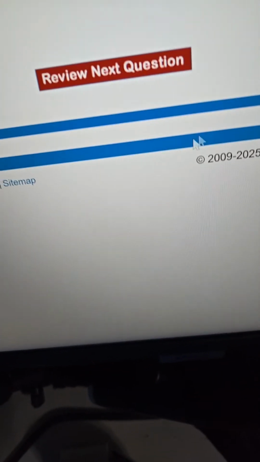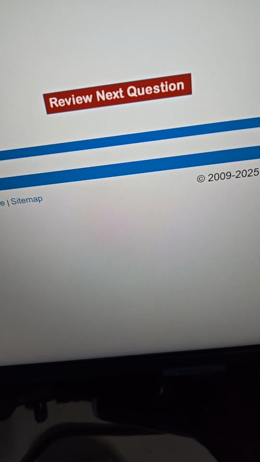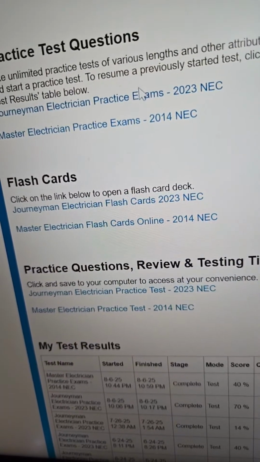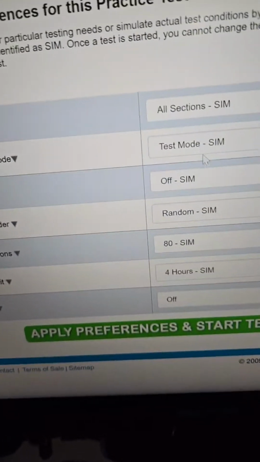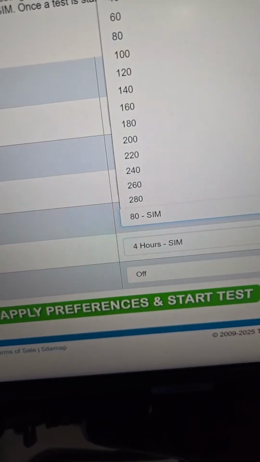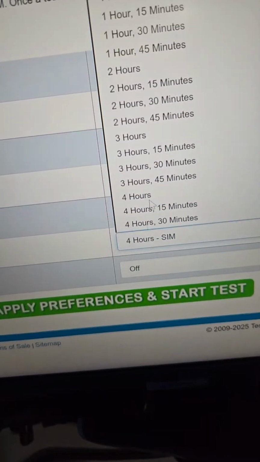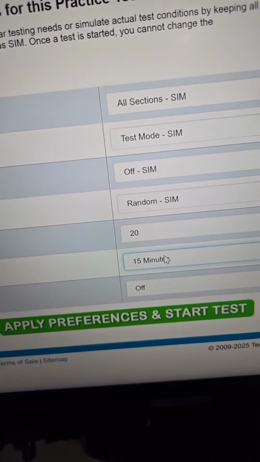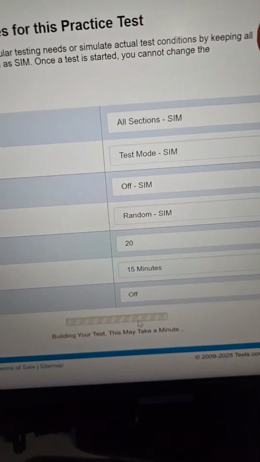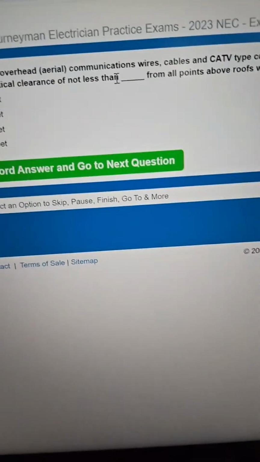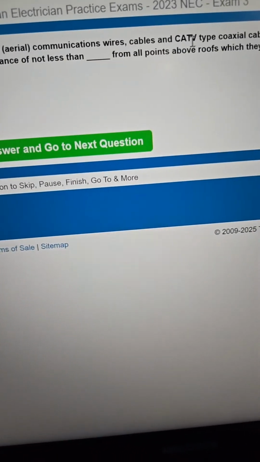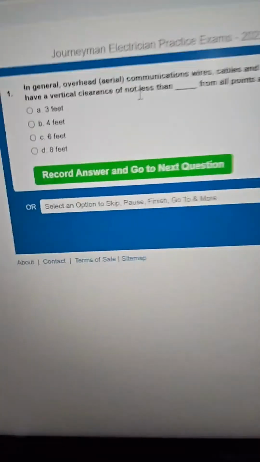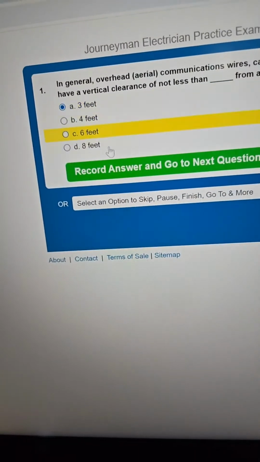Let's do another one. We will do a journeyman practice exam. We'll do 20 questions. We'll give it 15 minutes. Let's go. In general, aerial communication wires, Cat 5 coax cable shall have vertical clearance of not less than blank from all points above roofs which they pass. I'm going to say 3 feet because that's what conductors require. We're just going to say 3 feet.